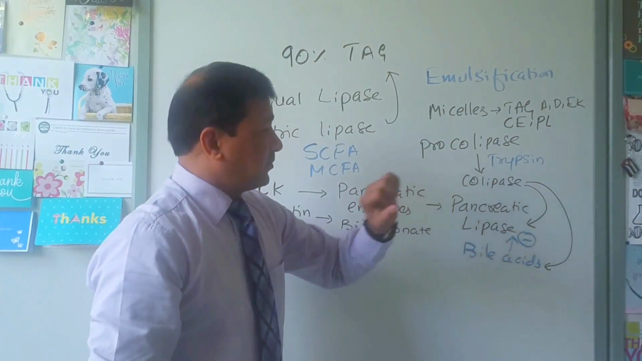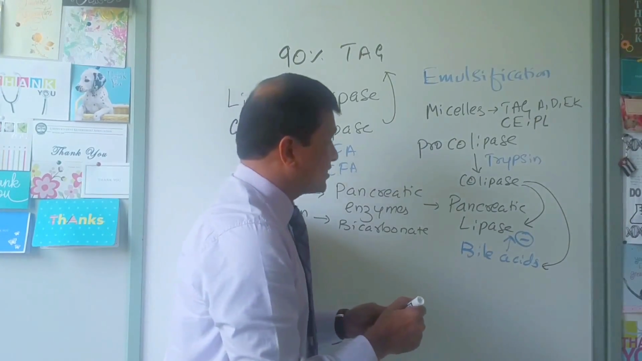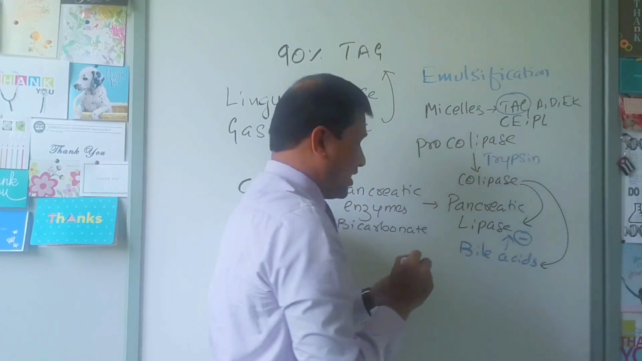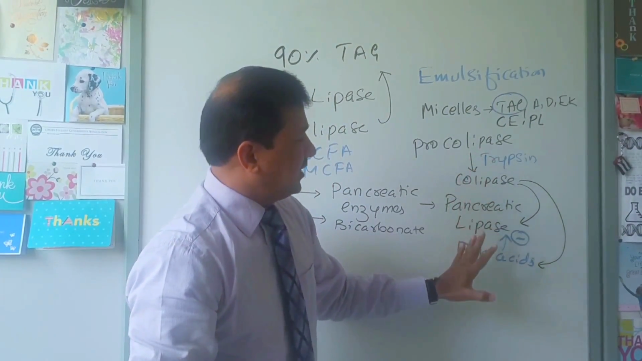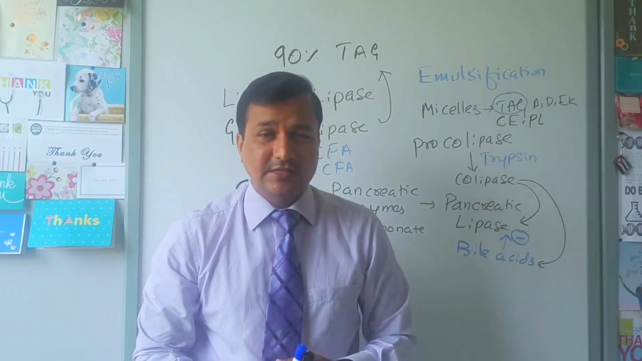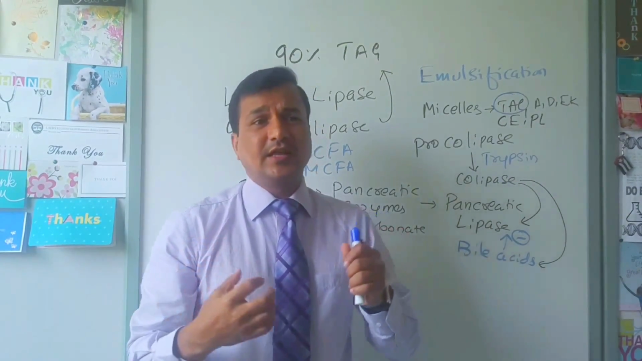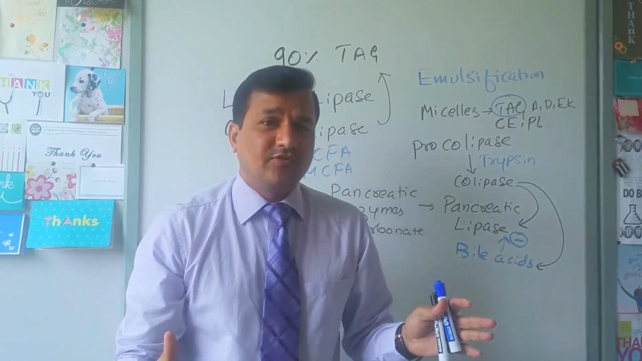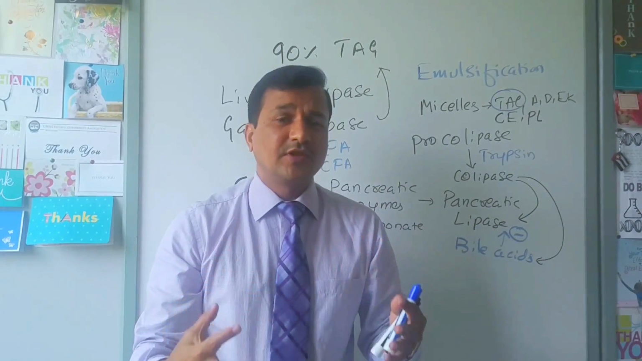Now what is the function of pancreatic lipase? Pancreatic lipase is going to act on the triacylglycerol that is present in the micelle and release free fatty acids. So triacylglycerols will be releasing free fatty acids with the help of pancreatic lipase along with the colipase. What kind of fatty acids are released from the triacylglycerol? It can release short chain fatty acids, medium chain fatty acids, and long chain fatty acids. All three of them can be released.